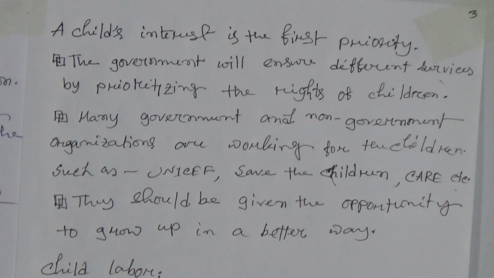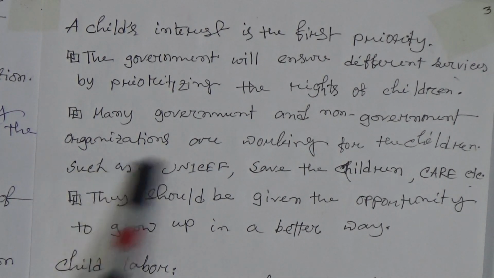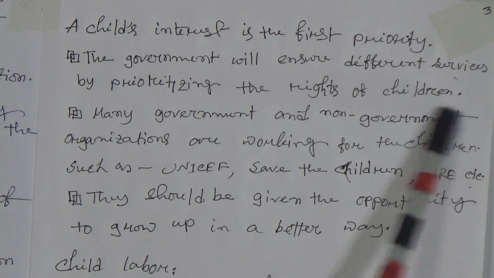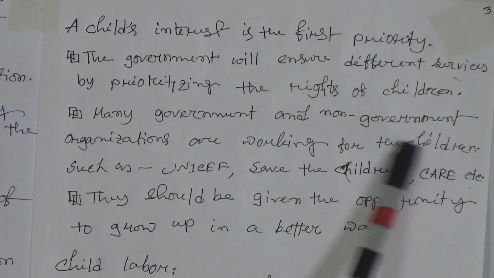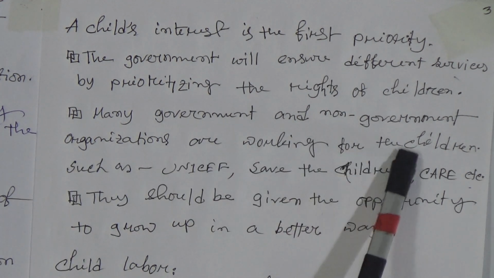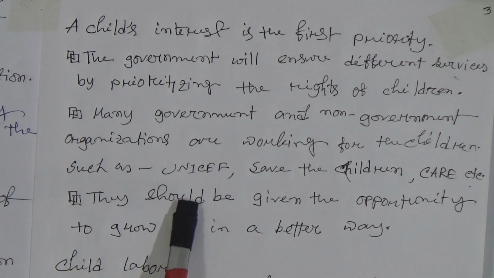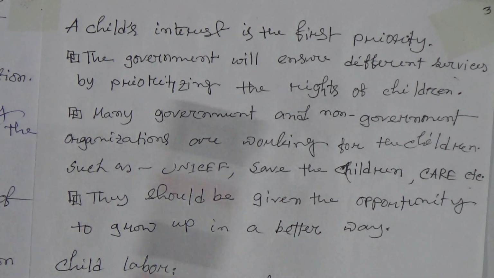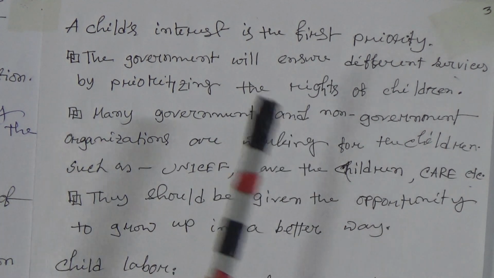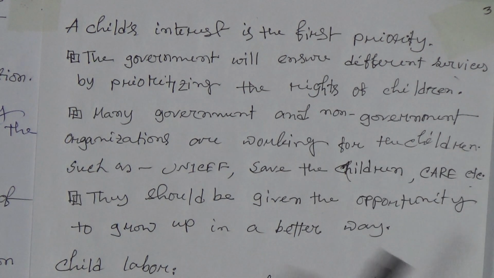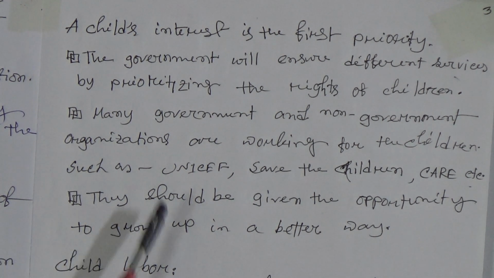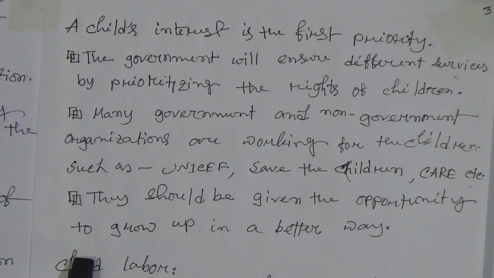Now the next part, a child's interest is the first priority. The government will ensure different services by prioritizing the rights of the children. Many government and non-government organizations are working for the children, such as UNICEF, Save the Children, Care. These organizations work for the welfare of the children, and these are international organizations. They should be given the opportunity to grow up in a better way.